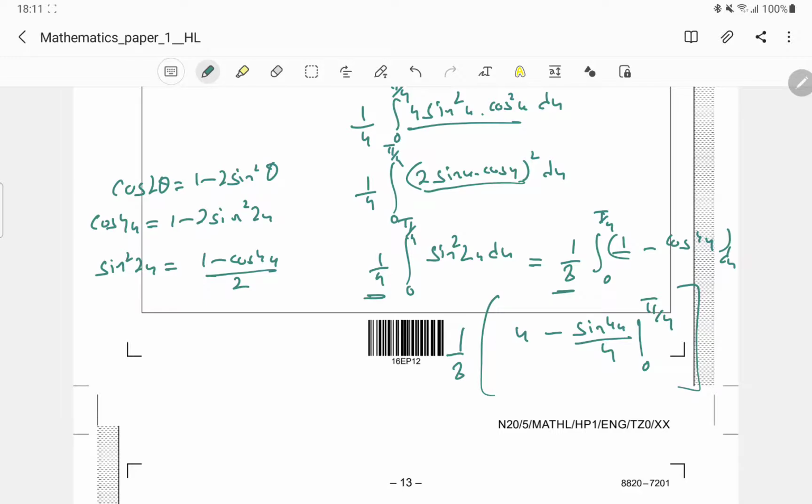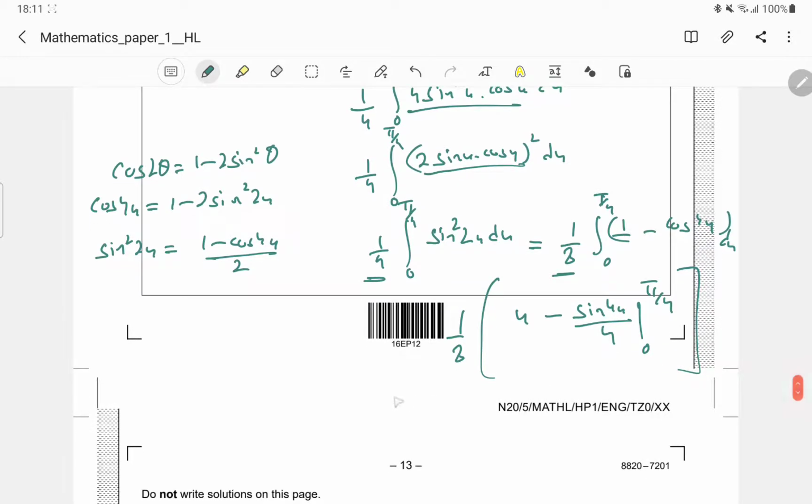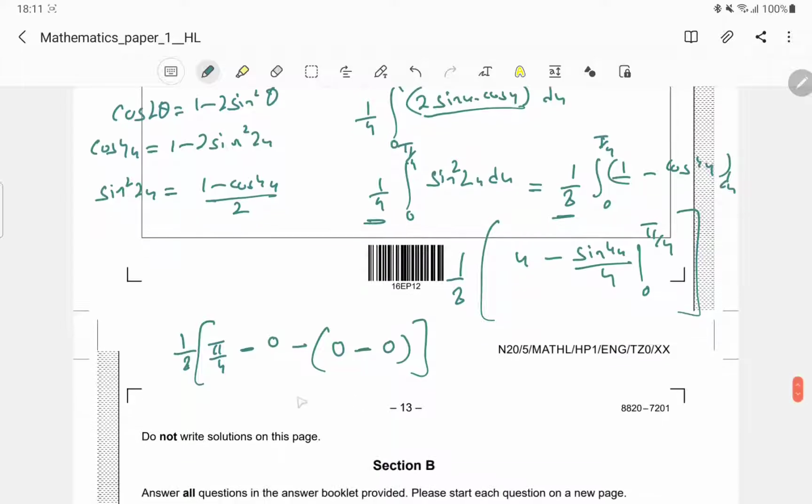Now we just put the limit. For the upper limit I'll put pi by 4, so 1 by 8 times pi by 4 minus sin 4 times pi by 4, which is sin pi, and sin pi is 0. And now I'll put the lower limit 0, so minus of 0 minus sin 0, which is 0. Now I'll simplify it, so it will be pi by 4 only, and pi by 4 multiplied with 1 by 8 is pi by 32. Pi by 32 will be my final answer.